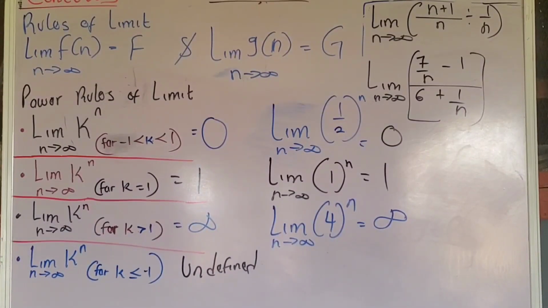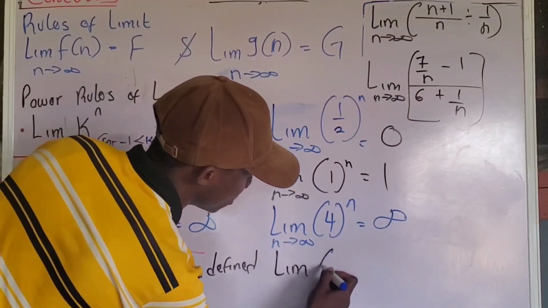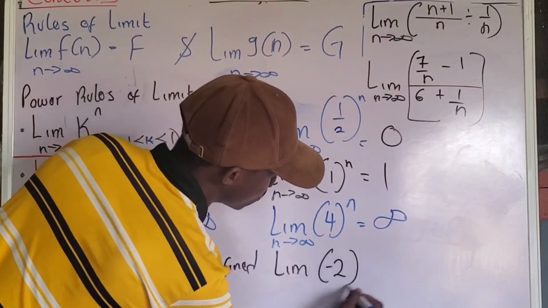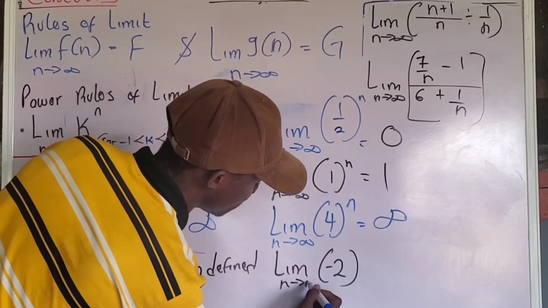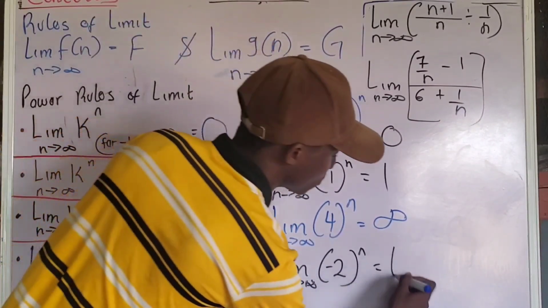Here k is less than or equal to -1. Now if k is less than or equal to -1, let's assume that we are asked to take the limit of a function, maybe (-2) to the power of n as n tends to infinity. This is undefined. I'm going to explain.